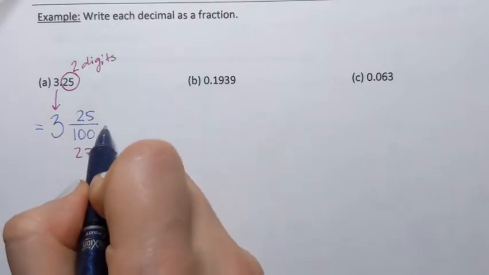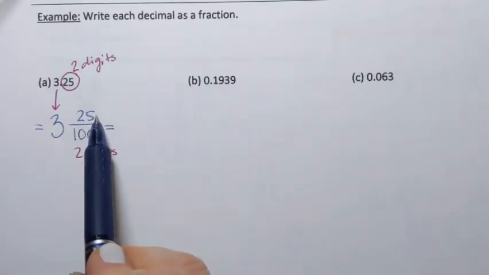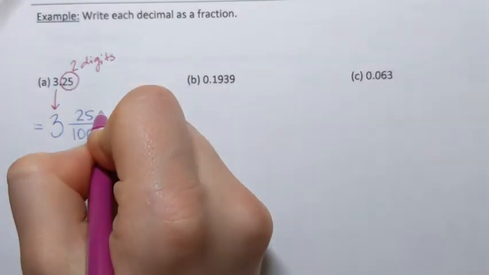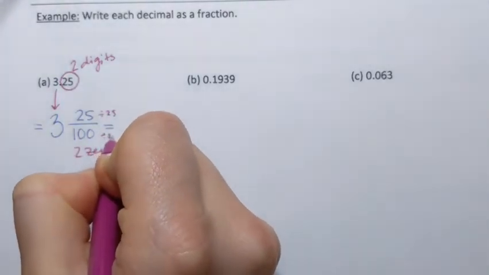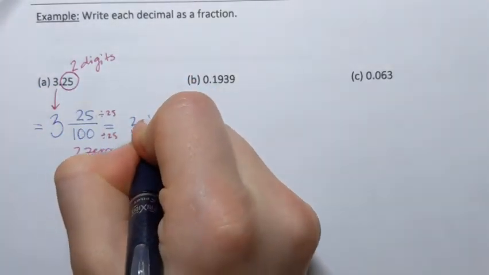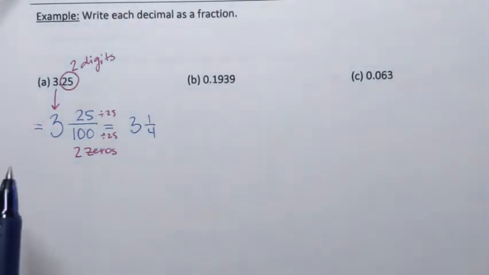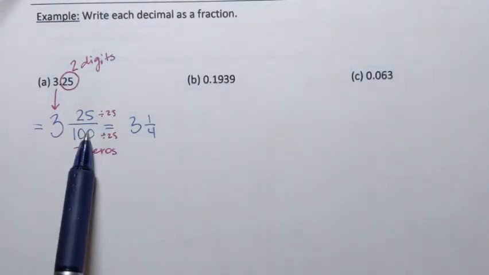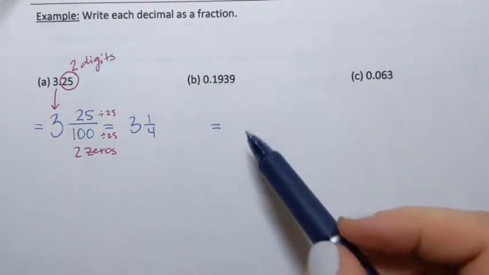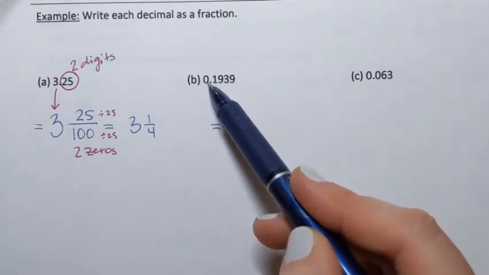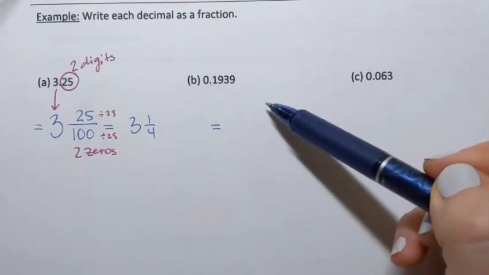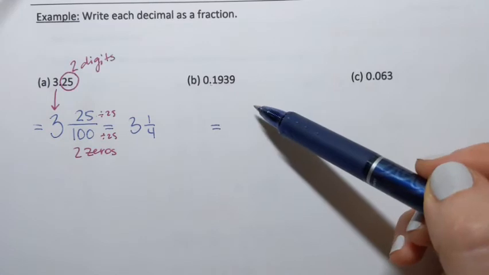That's the case here, right? We can divide out 25. So if I divide the numerator by 25 and the denominator by 25, I'll obtain 3 and 1/4. But yeah, that would be the way. Let's try it for examples B and C. So in example B, first of all, I observe there is no whole part. There's 0 in front of the decimal point. So this means that we'll only have a fraction here, so it's not a mixed number.